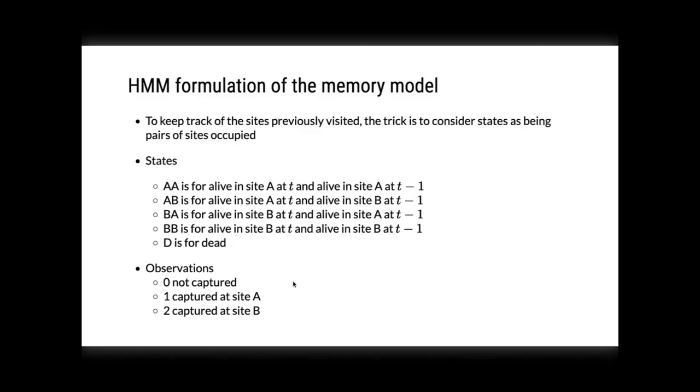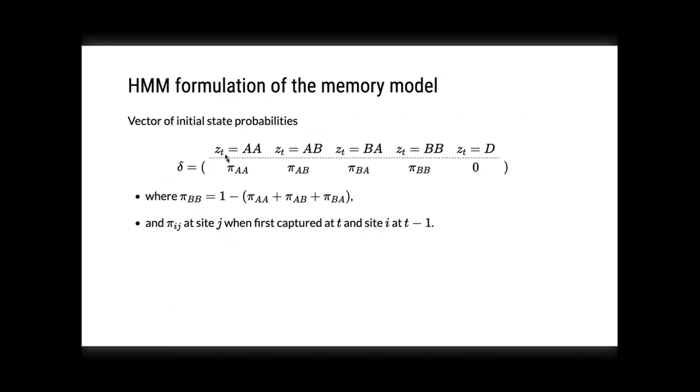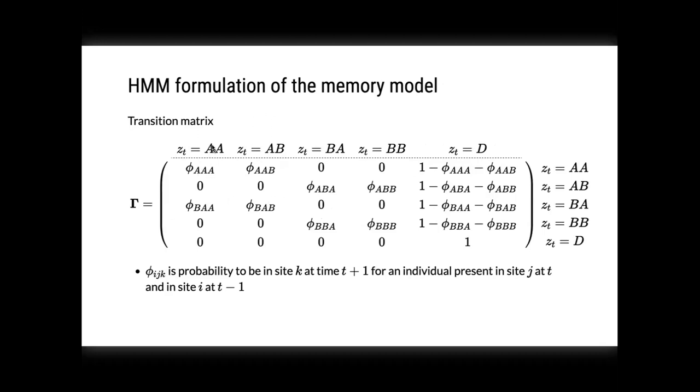Now for the vector of initial state probabilities, you have more than two states, so you're going to have to use the multinomial logit or the Dirichlet prior. You'll have to do something to account for the fact that you have more than two states. It's not just A and B. Now it's AA, AB, BA, and BB. So we're going to use these probabilities of initial states. For example, pi BB is going to be one minus the sum of all the other probabilities of initial states.